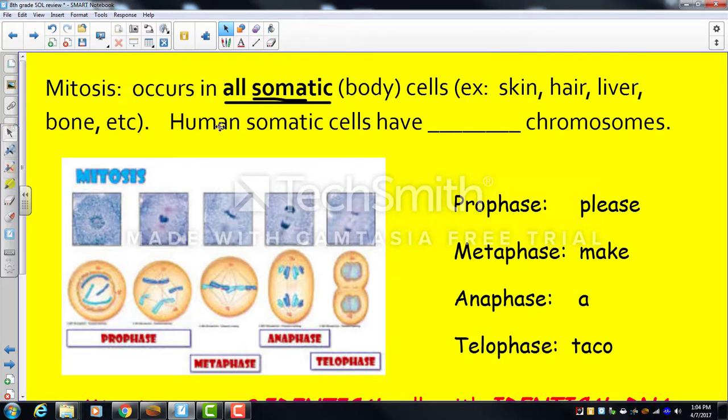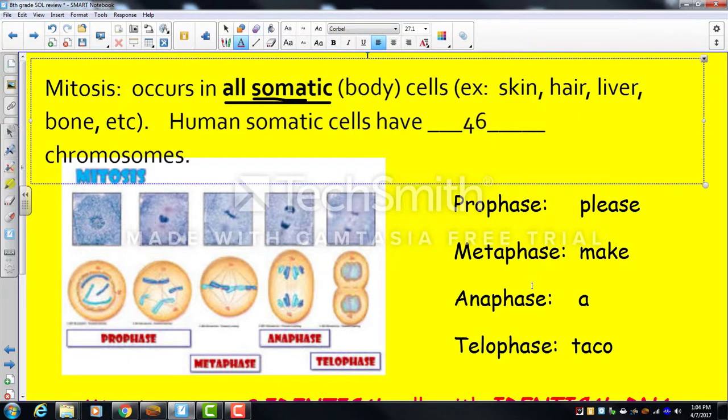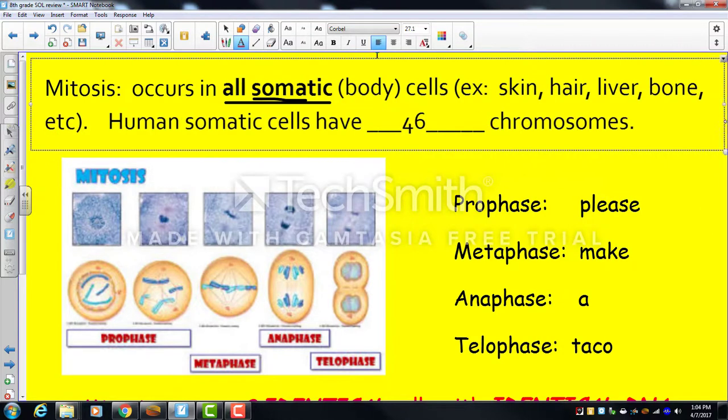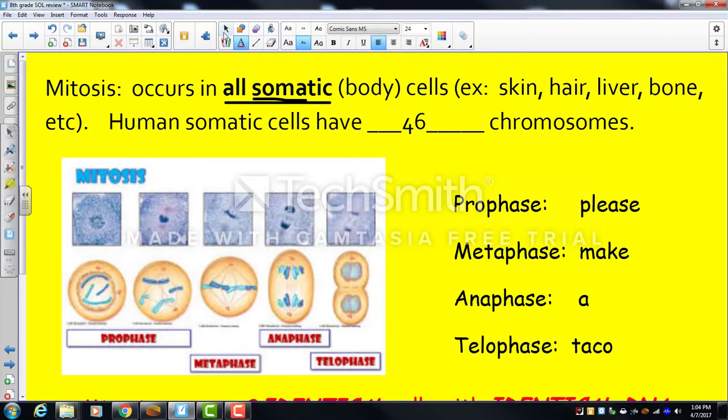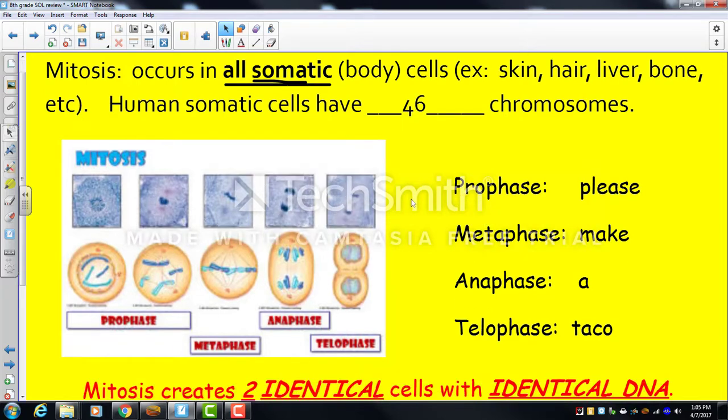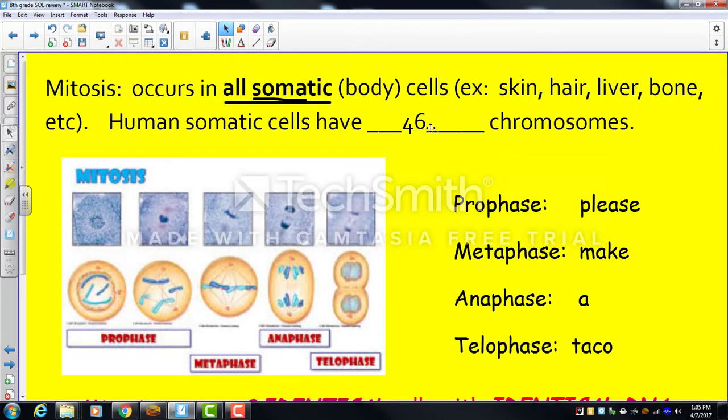Now, we already said this once, but human somatic cells have how many chromosomes? You said 46. You were right. 46 chromosomes. That is our magic number. Every organism has a different number of chromosomes, but all of our skin cells have 46 chromosomes in the nucleus. And every liver cell has those exact same 46 chromosomes. Every bone cell has those exact same 46 chromosomes.